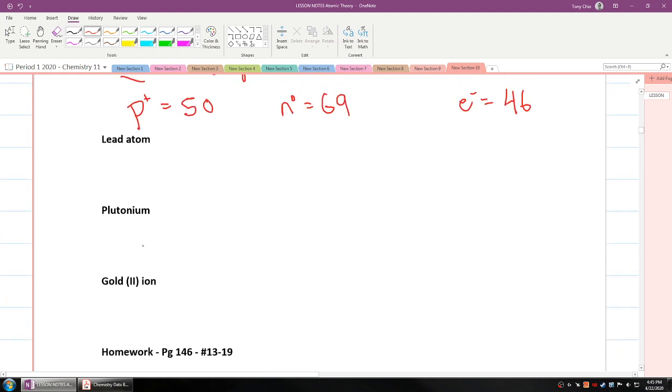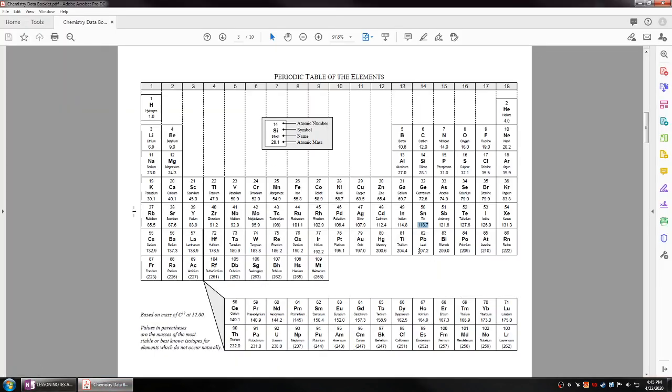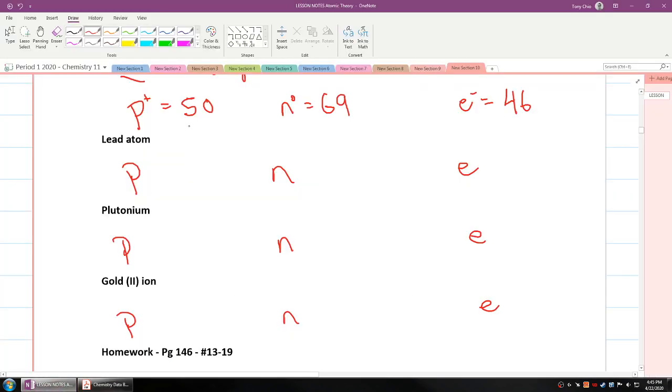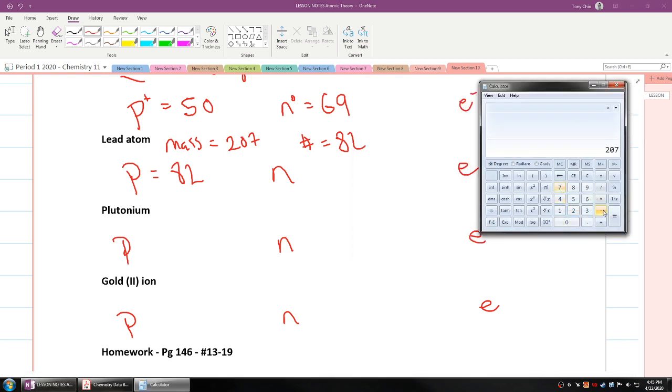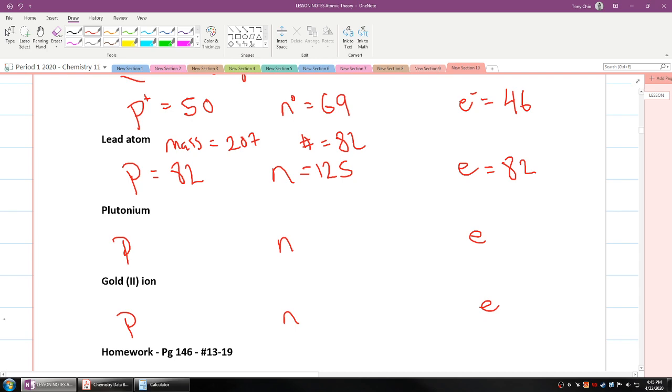If you look at lead, let's write PNE again, and then we'll just finish off the rest of them with PNE. Lead atom. Well, lead is right here. It has an atomic number of 82 and a mass of 207. So that means its protons is 82, its electrons is 82, and for neutrons, if you take out your calculator, it'll be 207 take away 82, and that's 125 neutrons. So that's a lot of neutrons.